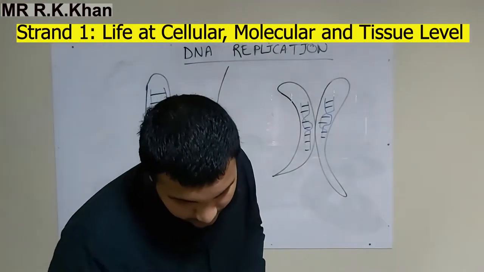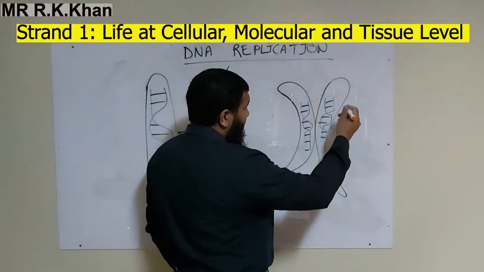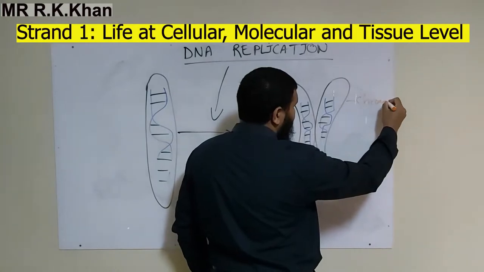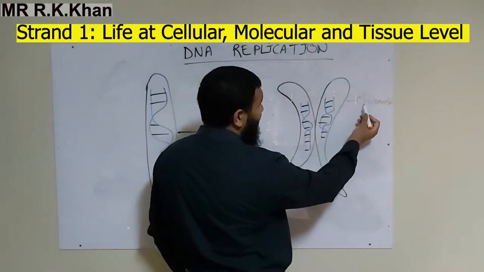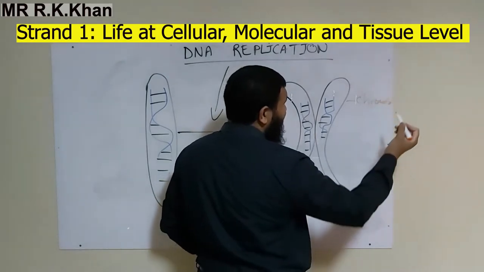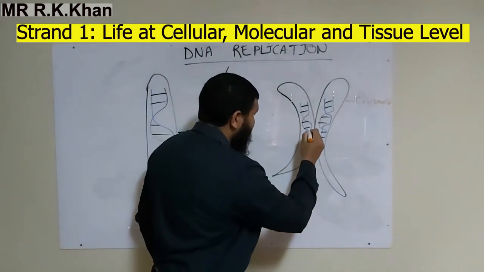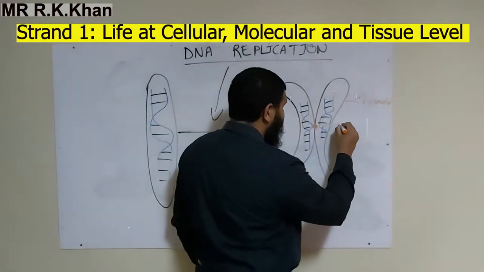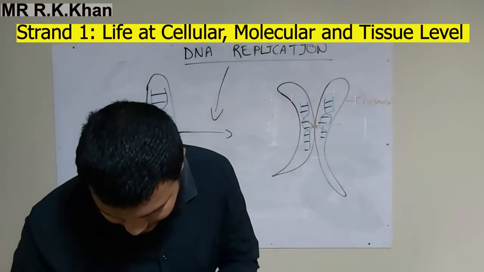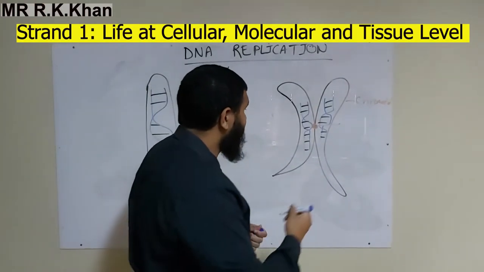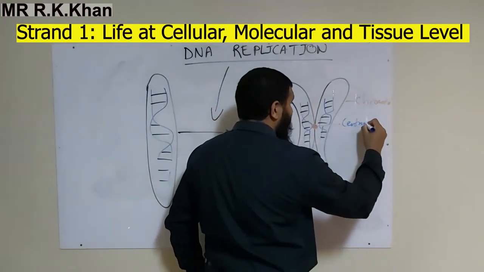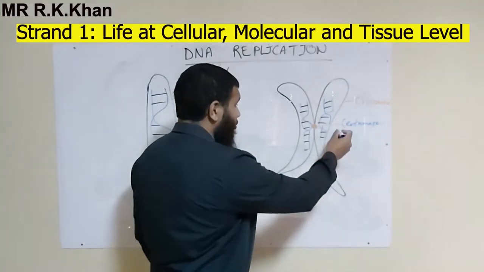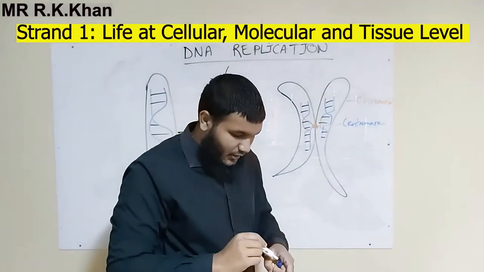Just quickly, let's label this. We call one copy a chromatid, C-H-R-O-M-A-T-I-D. Then there's a structure that holds these two chromatids together, and we call that a centromere, a central region that holds the two chromatids together.